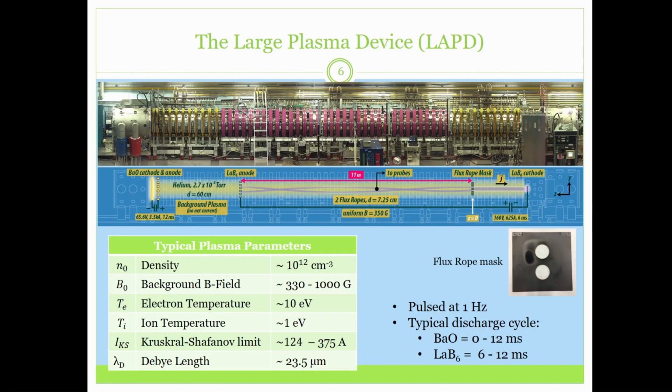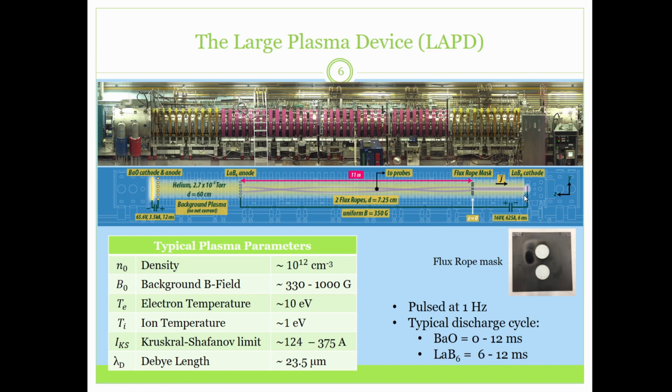Now, the Large Plasma Device is a 24-meter long cylindrical device for plasma experiments located at UCLA. To produce a plasma, a barium oxide cathode shown on the left of the diagram produces a background plasma which stretches the length of the entire machine. This plasma is produced using helium and its diameter is 60 centimeters.